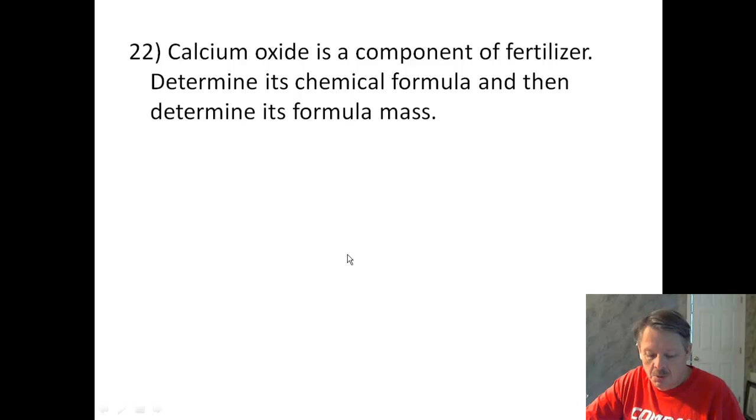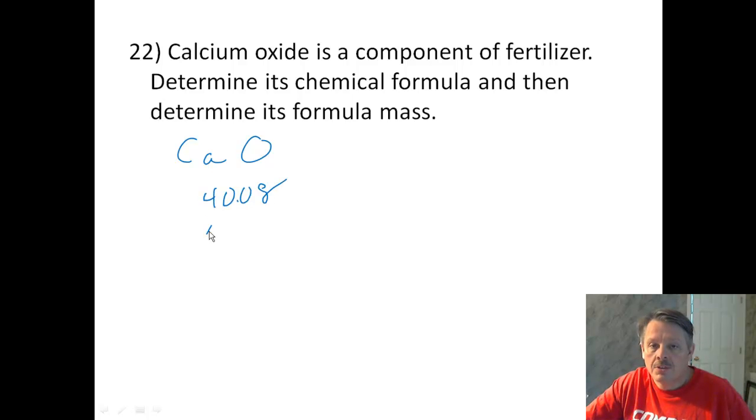How about number 22? Number 22 is calcium oxide. Ca takes on a +2 charge. Oxygen takes on a -2, so they cancel each other out. Remember that? So we have calcium, which is 40.08, and we have oxygen, which is 15.999. We add them together, and we get 56.08, and that is atomic mass units.